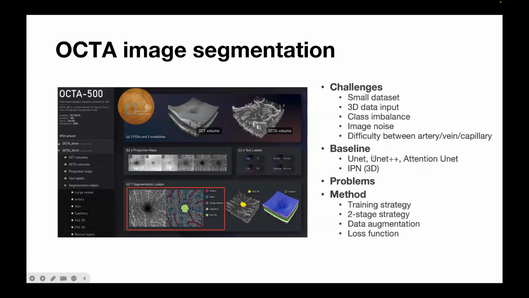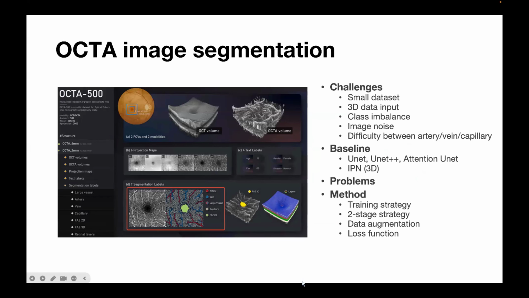And the last challenge is about the three different types of vessels in the task. Even for human experts, they have difficulty distinguishing the three types of vessels. So for the model, it will definitely be very difficult to distinguish them.